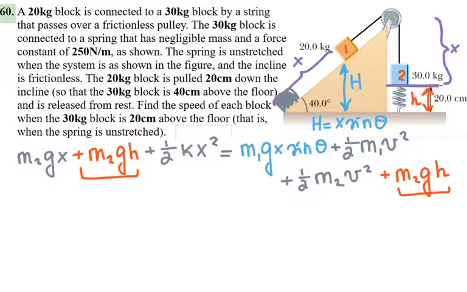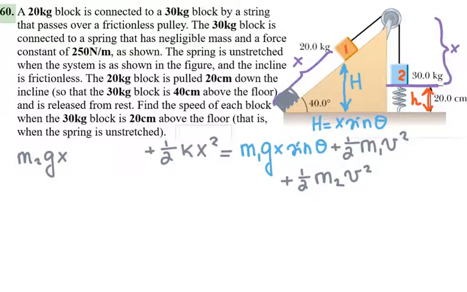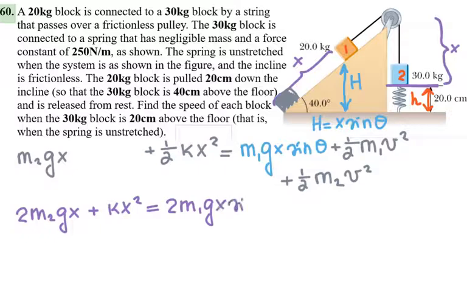I see I have MGH here and MGH over here, so I can subtract them from both sides to not make my equation more complicated than it should be. I'm going to cancel this from the beginning, and also multiply everything by 2 because I don't want fractions. So I have 2M2GX plus KX squared, equals 2M1GX sine theta, plus V squared times M1 plus M2, taking V out of the two terms.